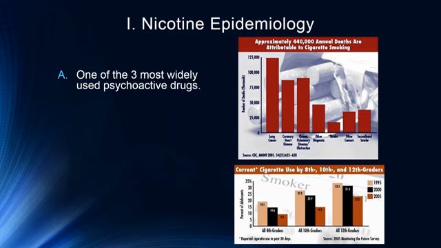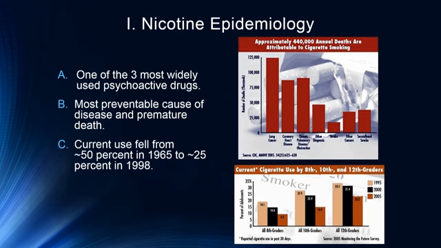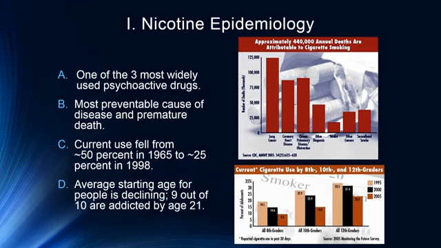It's one of the 3 most widely used psychoactive drugs. It's the most preventable cause of disease and premature death across the world. Current use in the United States fell from 50% in 1965 to 25% in 1998. We're now under 10%. The average starting age for people is declining. 9 out of 10 people are addicted by age 21. So that's the biggest problem we have, is dealing with the age at which we have onset of nicotine use.